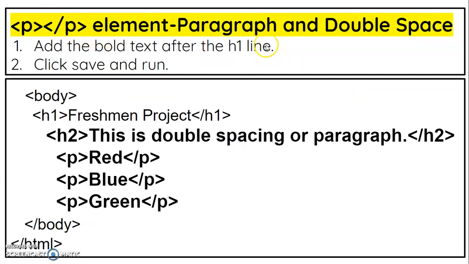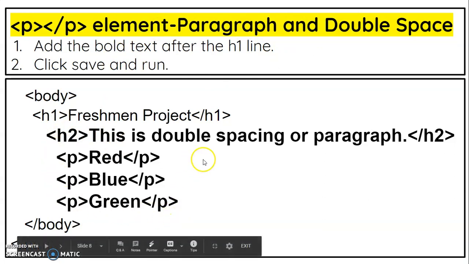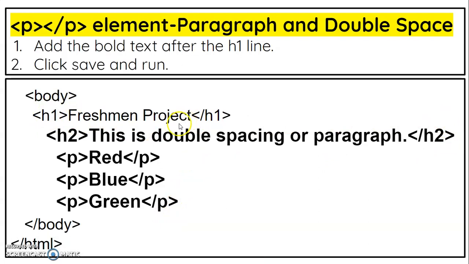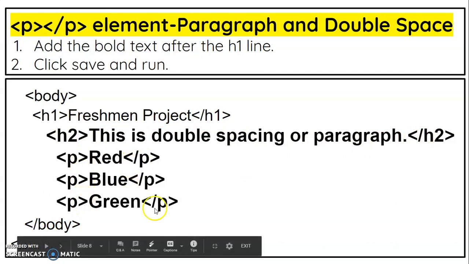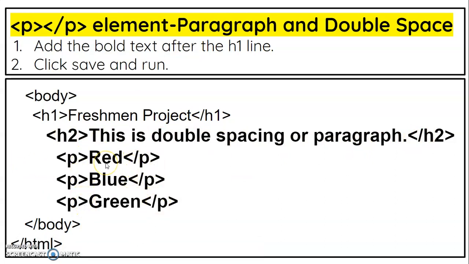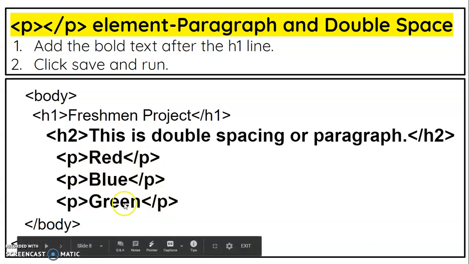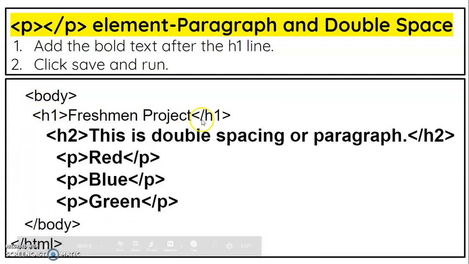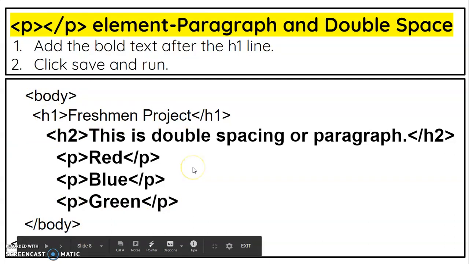All right, now the next thing we're going to add is what's called a P tag or a P element. That's paragraph or double spacing. Notice the bolded or the highlighted text. You're going to add this information, just this bold information under the H1 line that you already added. You're going to do an H2 line. Say this is double spacing or paragraph. You're going to add 3 P lines. So these are paragraphs, but they're only going to be single words. P, red, with an ending P, and then blue, and then green. Now notice, I'm not adding those body tags. I'm not adding the H1 tag. I'm only adding the bold.